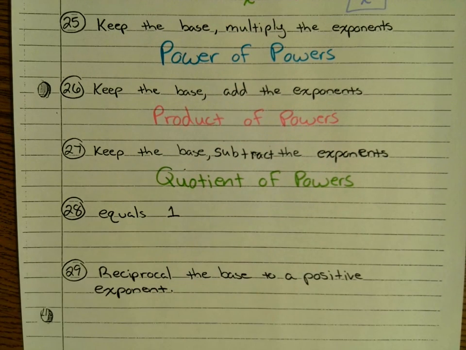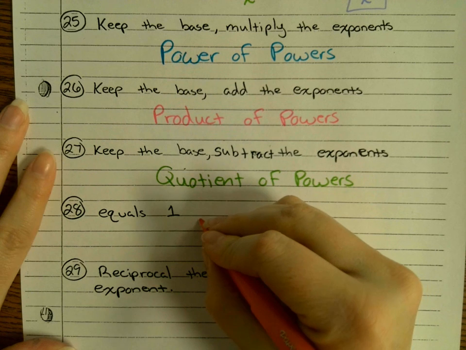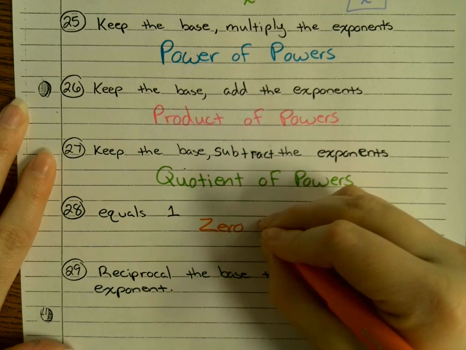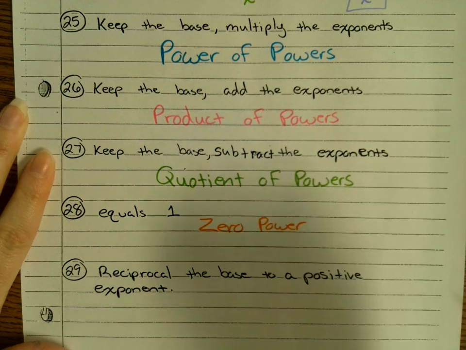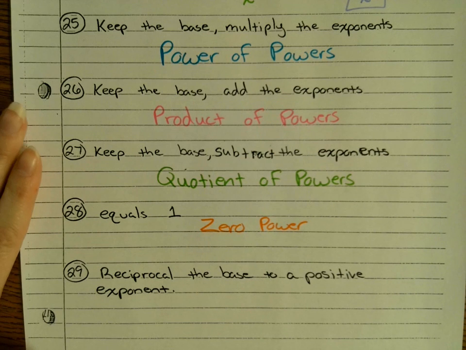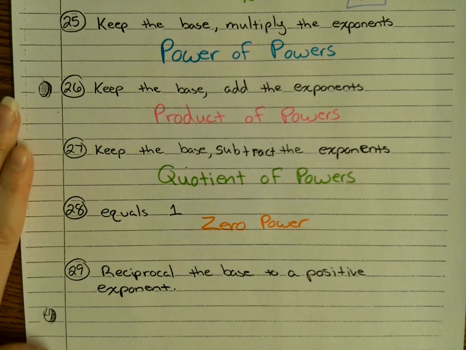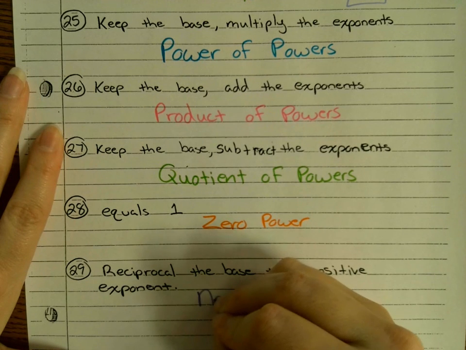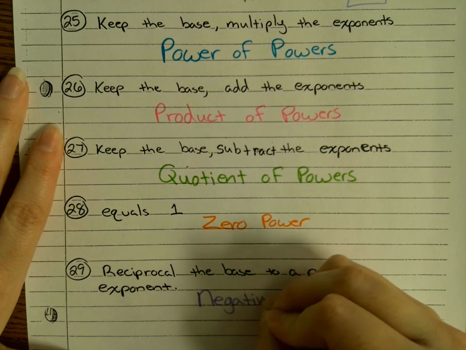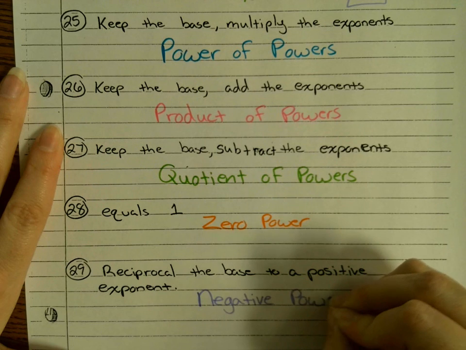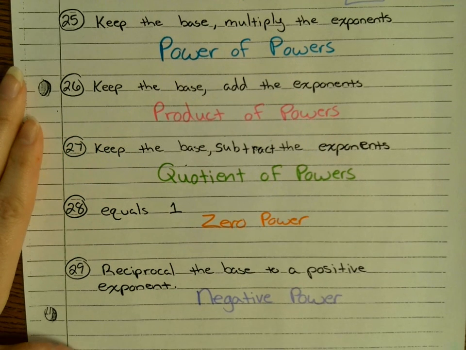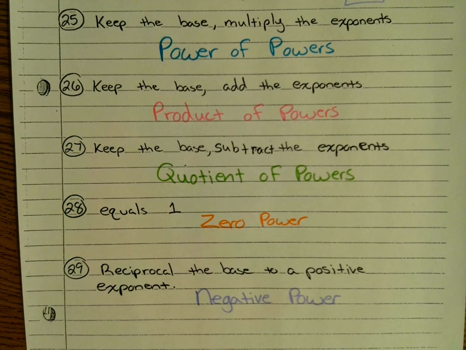Okay? All right. For problem number 28, if it equals 1, then that means that it was a 0 power. And then for number 29, the reciprocal for the base and to a positive exponent. You're doing the reciprocal of the base to a positive exponent. That was a negative power. Okay? Study. Test is Monday.